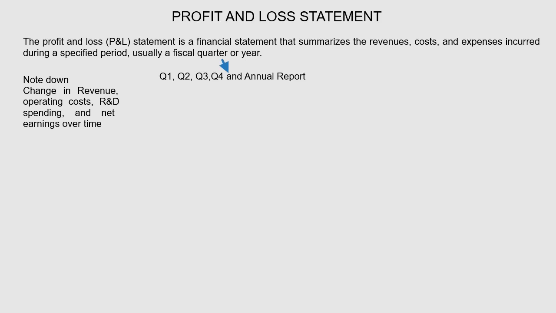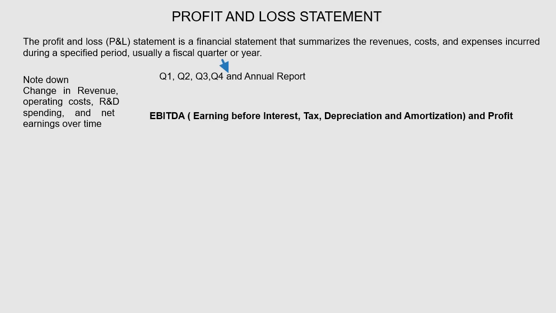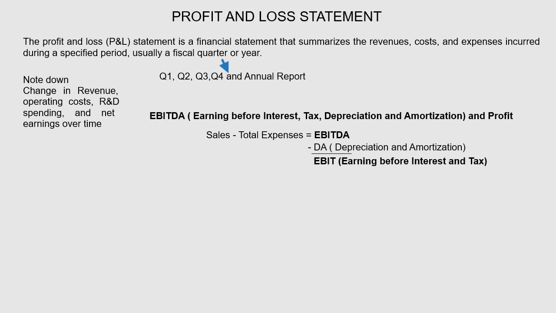Before jumping on to the practical analysis of the P&L statement, let's try to understand what EBITDA and profit are. Sales minus total expenses is EBITDA, that is earnings before interest, tax, depreciation and amortization. EBITDA minus D&A gives EBIT, earnings before interest and tax. So we have subtracted depreciation and amortization and we are getting EBIT.